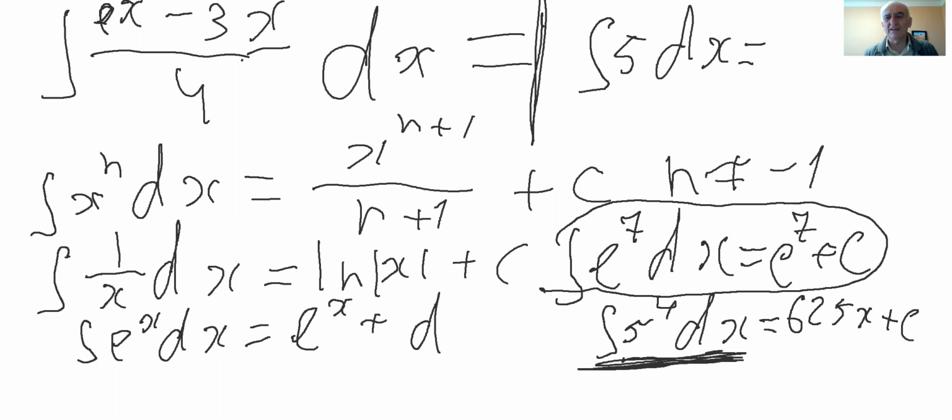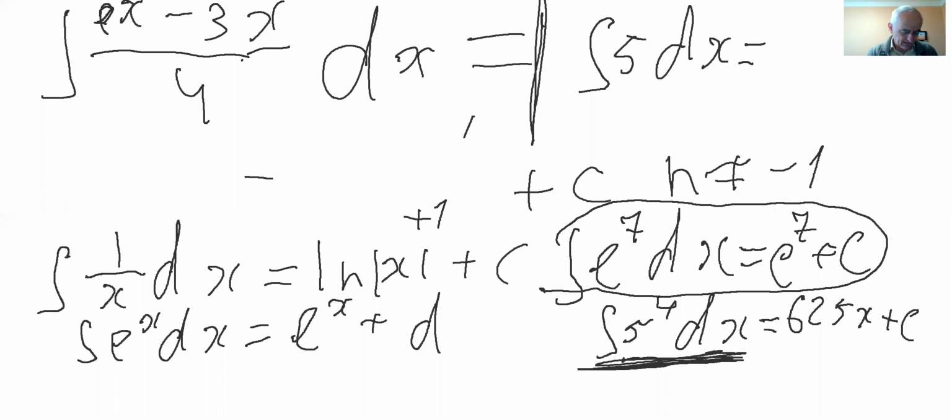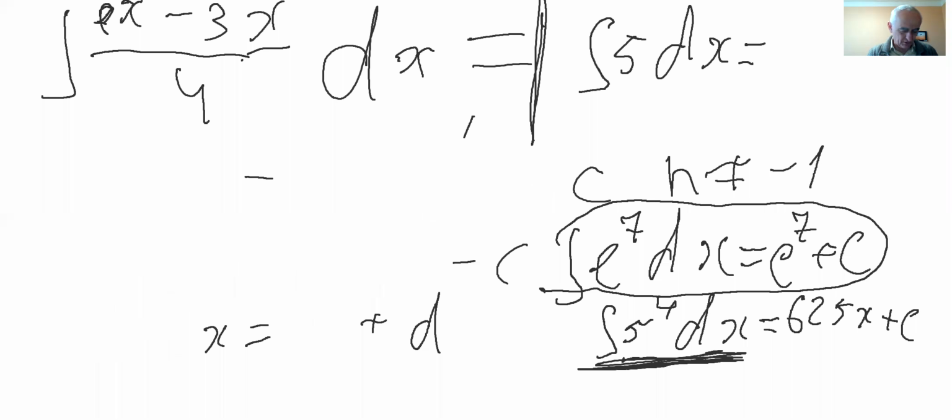And we should take into account that e to power 7, this is a constant function. e is a constant, and of course e to power 7 will also be a constant function. So we can move out e to power 7 across the integral sign, and we have e to power 7x plus c. Yes, absolutely, Luca, you are right.